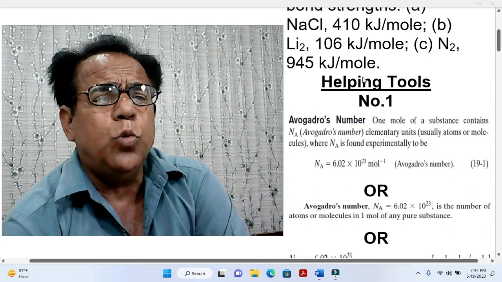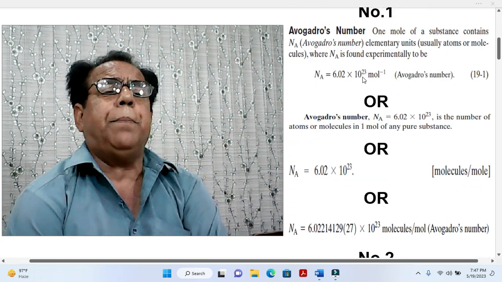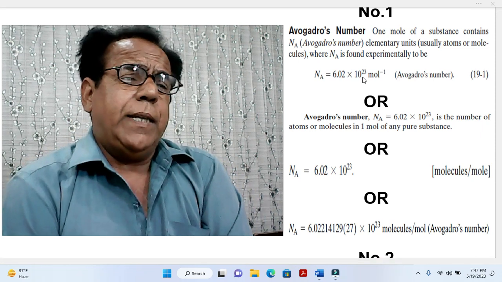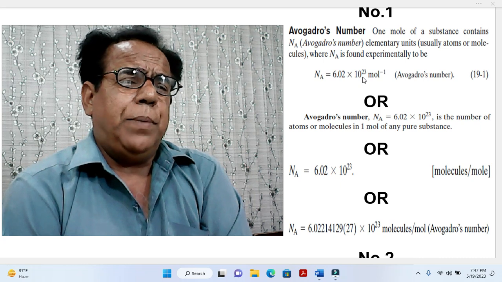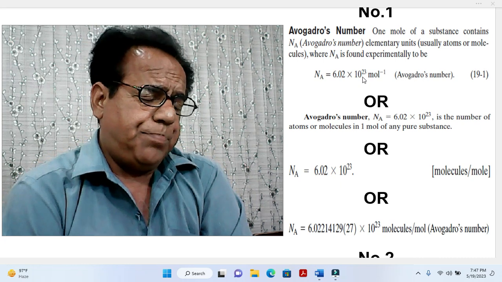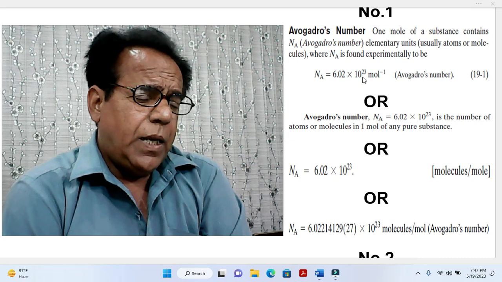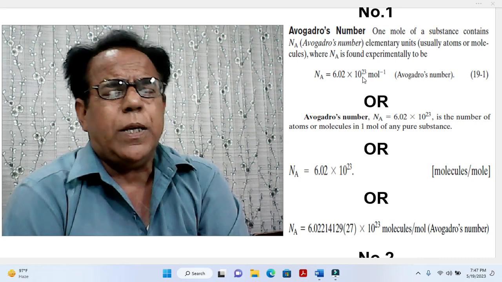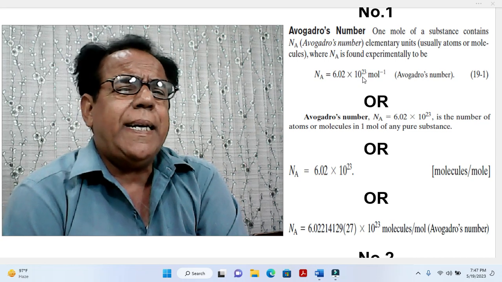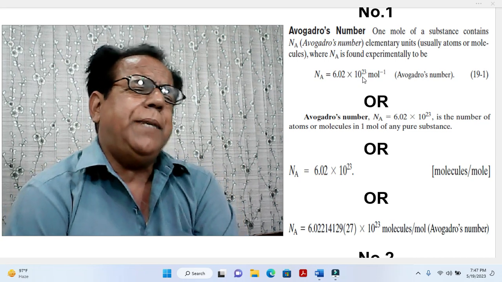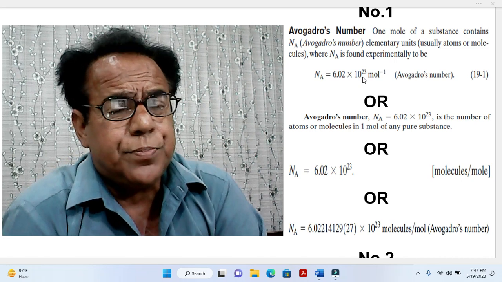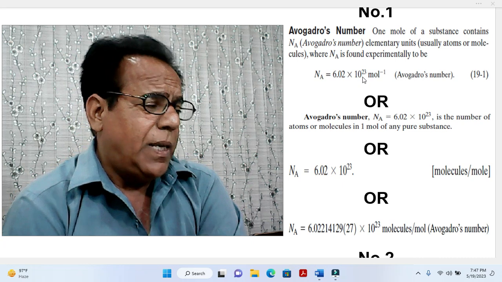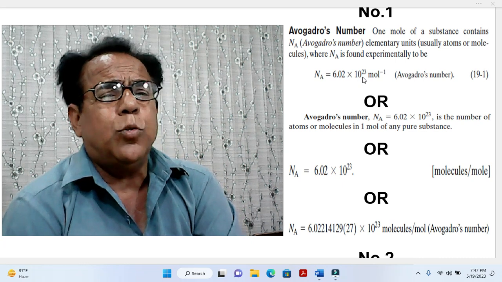First tool, helping tool number 1, Avogadro's number. Dear students, we are dealing with this number since about middle 8th class, or if not 8th, then definitely in 9th class. This term is compulsorily included in the book.